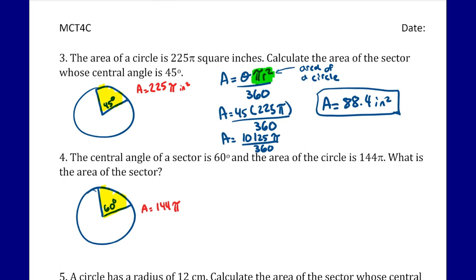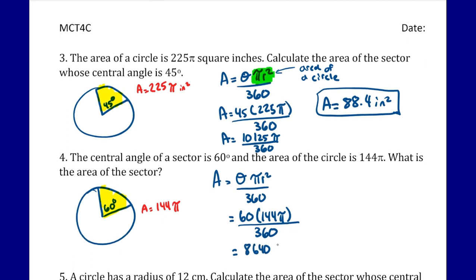So I can go through now and plug it into my formula. Pi r squared divided by 360. Again, like we mentioned, the pi r squared is the area of the circle. So I can just replace pi r squared with the 144 pi. Theta is 60 from our question, divided by 360. Here, if I work through with the values, I can do 60 times 144 and get 8,640 pi, all divided by 360.